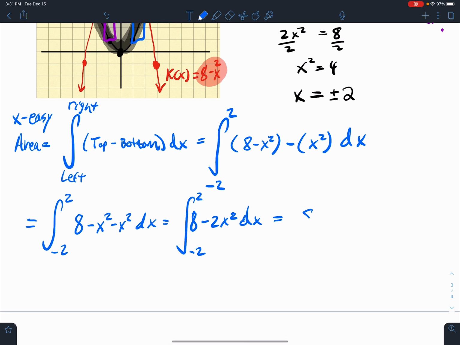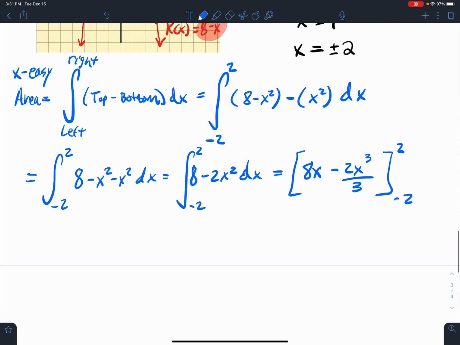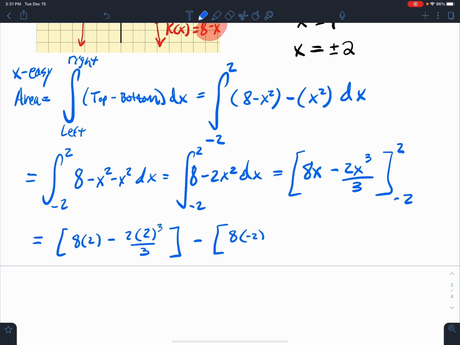When I integrate 8, I get 8x. When I integrate negative 2x squared, I add 1 to the exponent, divide by it. Okay? And then I evaluate from negative 2 to positive 2. And so this becomes f of b minus f of a. So that's 8 times 2 minus 2 times 2 cubed over 3, minus parentheses 8 times negative 2 minus 2 times negative 2 cubed over 3.